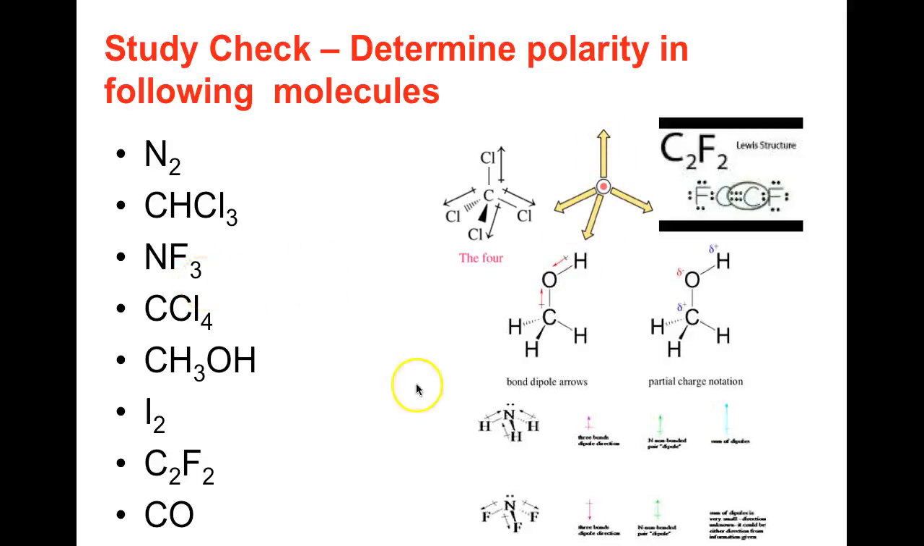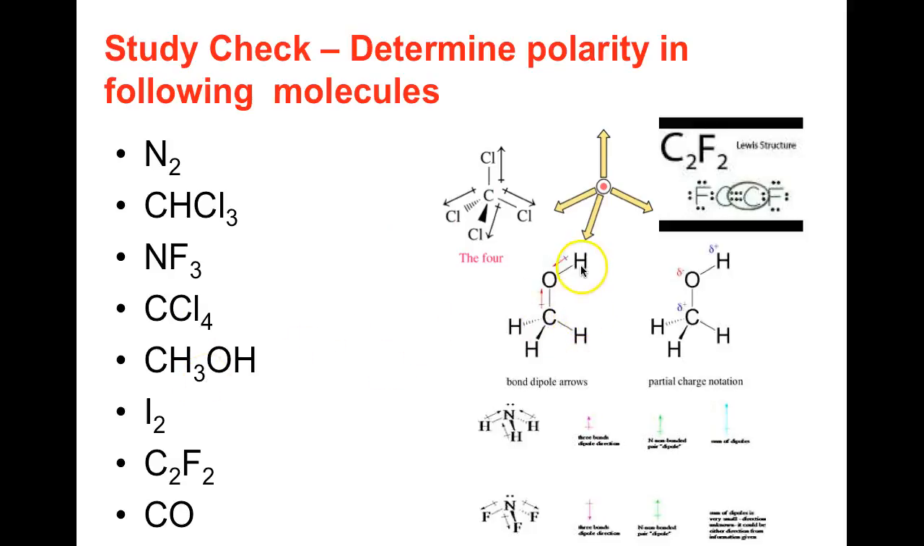In NF3, that's kind of like ammonia, and you see how the dipoles are directed towards nitrogen. Here the dipoles are directed towards fluorine because the fluorines are more electronegative. Fluorine has an electronegativity value of 4, and so it's pretty high, so it's directed away from nitrogen to the fluorine. And again we see that the dipoles are not cancelling, it's asymmetrical, and so this is definitely polar. CCl4 is nonpolar, the dipoles are cancelling.